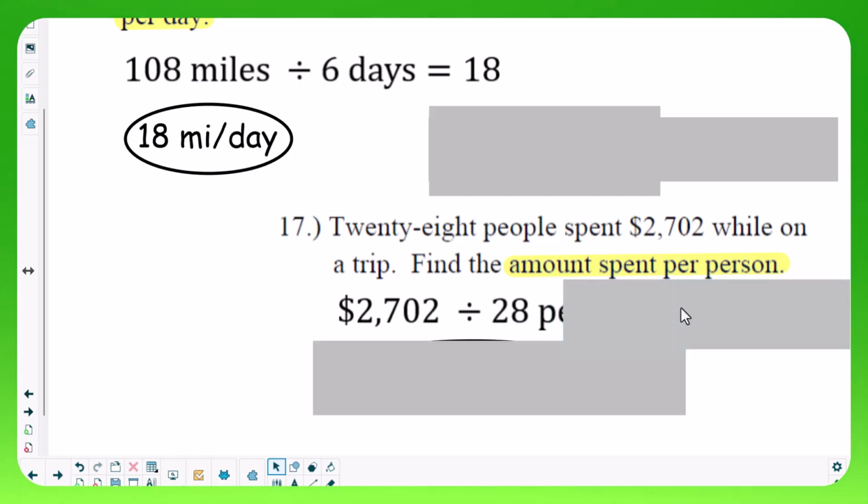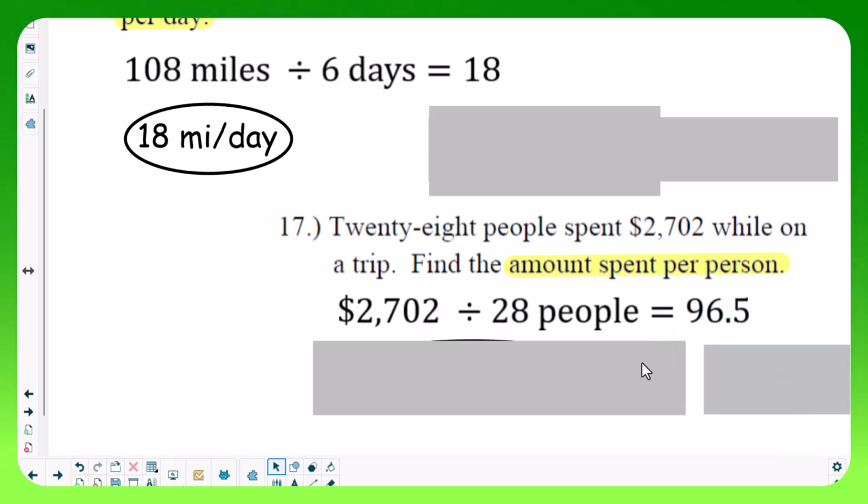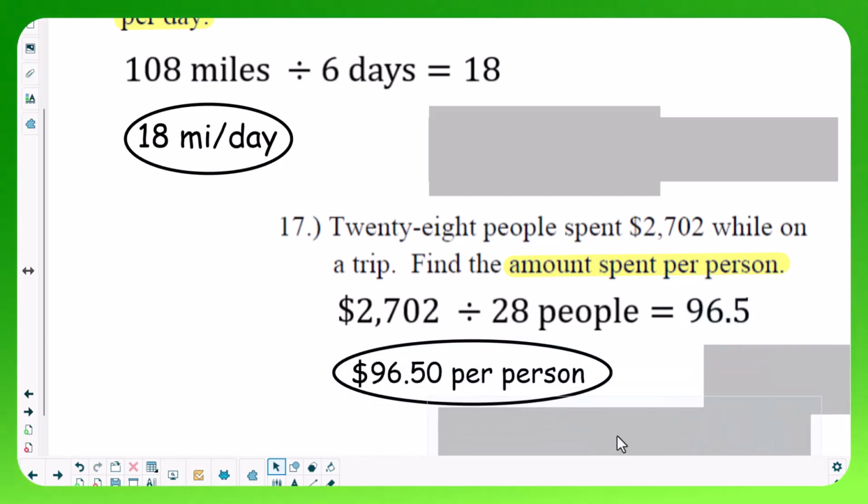Sorry, my silly gray box keeps moving back where I don't want it. When you divide those, you end up getting 96.5. We can represent that as $96.50 per person.